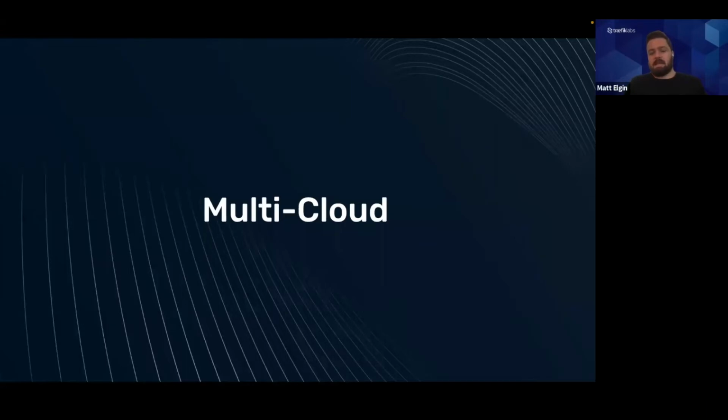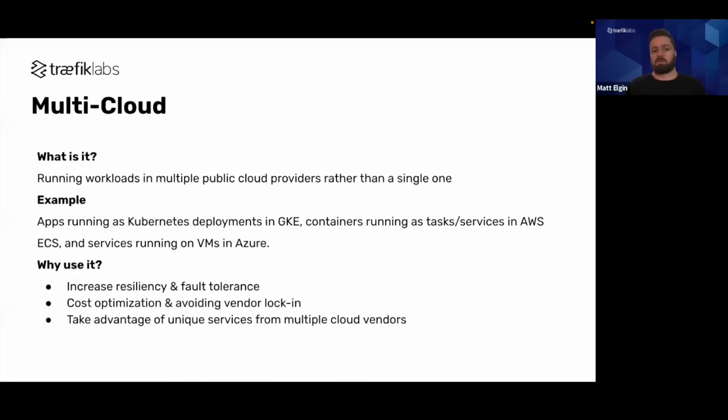So let's now pivot over to our second architecture type, which is multi-cloud. So we'll walk through that same exact exercise we just did for hybrid cloud. So multi-cloud is, just as the name suggests, rather than running a set of workloads in a single cloud provider, we are running across multiple cloud providers.